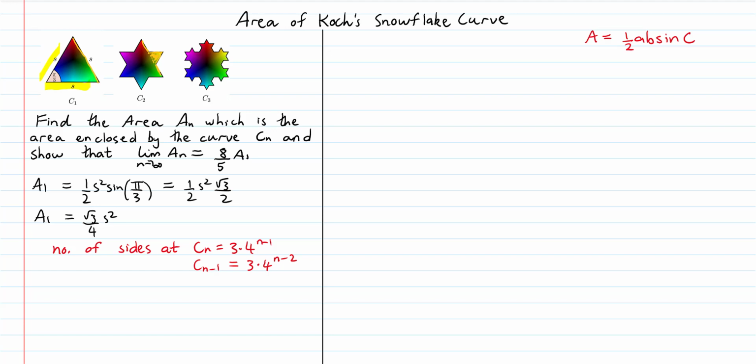Now to find the area of each new triangle, we can look at the area for A_1, which is √3/4 times s squared, and just replace that s with s over 3 to the power of n minus 1. So we get that the area of each new triangle is equal to √3/4 times (s over 3 to the power of n minus 1) all squared.